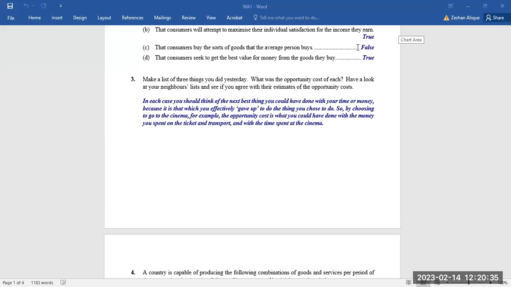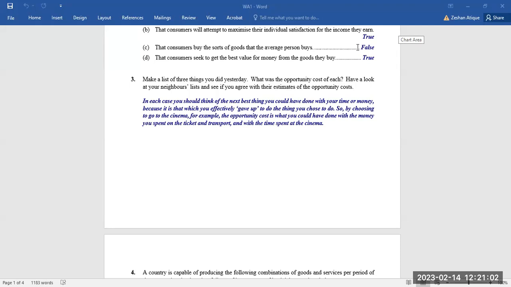This question number 3 is about making a list of 3 things that you did yesterday. What was the opportunity cost of each? Have a look at your neighbor's list and see if you agree with their estimates of the opportunity cost. For example, if you look at your fellow students, you will find out what exactly they have done and what kind of opportunity cost they have paid. Now, in this particular question, that depends on you, it will be subjective to your choices.